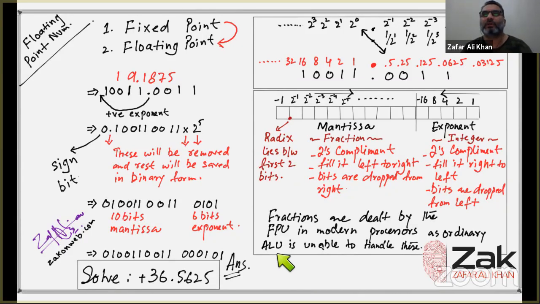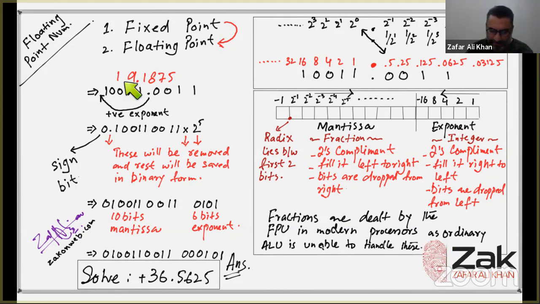Remember, fractions cannot be dealt with by the ordinary arithmetic and logic unit of a CPU, because the arithmetic unit in the ALU only deals with integer numbers. So computers have an extra unit inside their processor, which is said to be the floating point unit, that deals with the numbers in fractions.